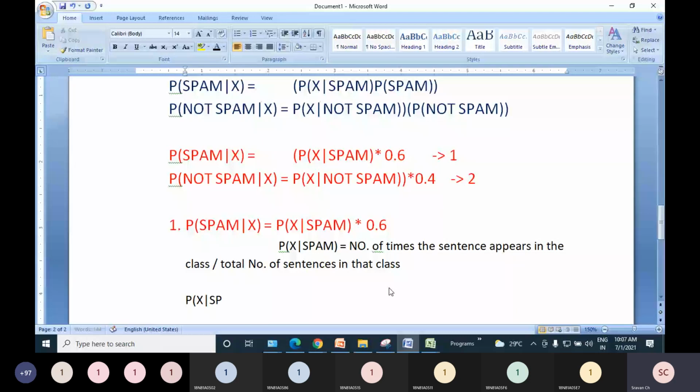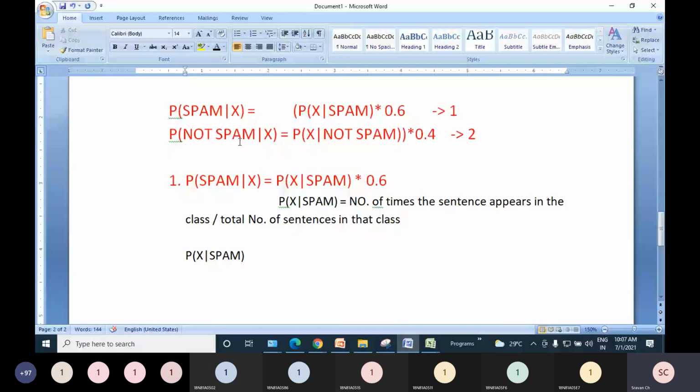Finally, we have to multiply it with 0.6 so that we get P of spam by x. Finally, what we want is spam by x, not spam by x values. But in order to get spam by x, you have to know what is x by spam. So x by spam, if you get, you multiply it with 0.6, you will get equation 1. So first of all, x by spam I want. x by spam is equal to the number of times the sentence appeared in the class by the total number of sentences in that class. But a sentence is not a single unit.